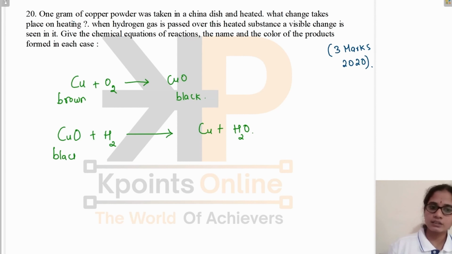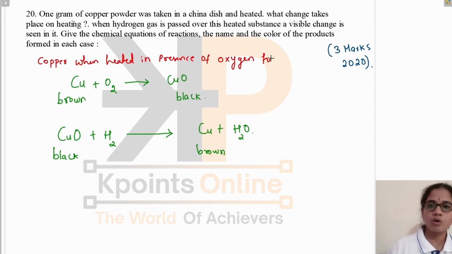Again, the black copper oxide turns brown in color. This is the reverse of this reaction. Here it has undergone oxidation. Here it has undergone reduction to form copper again. What you need to write now? Copper when heated in presence of oxygen forms black powder due to the formation of copper oxide.